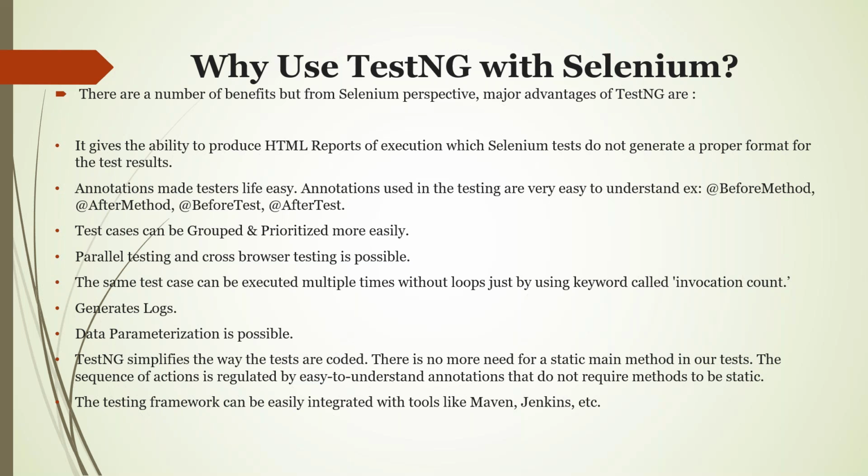And one more thing is we can run only failed test cases also. Next is that we can prioritize more easily. If I have 1 to 10 test cases and I want to run the first test case last and the last test case somewhere in the middle, I can prioritize. I can give priority 1, 2, 3, 4, 5, or I can give 4, 3, 2, 1. Whichever order I want, I can prioritize them.